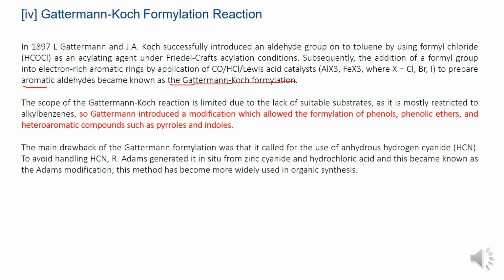Remember, suppose if they ask for 2 marks, this definition you have to write. The addition of a formyl group into the electron-rich aromatic ring by the application of a Lewis acid catalyst to prepare aromatic aldehyde is known as Gattermann-Koch formylation.